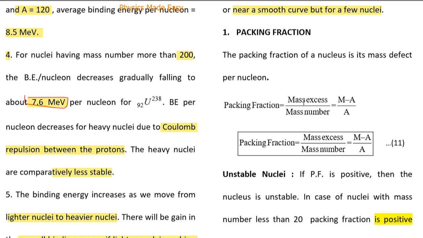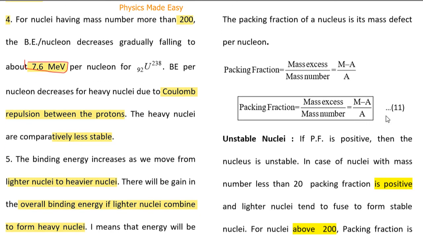So first of all, packing fraction is M minus A divided by A, where M is mass and A is the mass number, and M minus A measures mass excess. It is divided by A, which is mass number. This is mass excess. This is basically a boxed expression. Mass excess is measured by M minus A, where A is mass number.